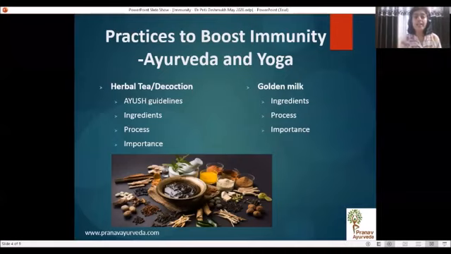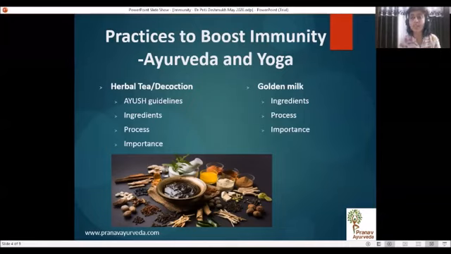Now, let's look at the immunity booster Ayush Kadha, or the decoction, which is mentioned as per the Ayush guidelines. It contains tulsi leaves, cinnamon, black pepper, dry ginger, resins, jaggery.